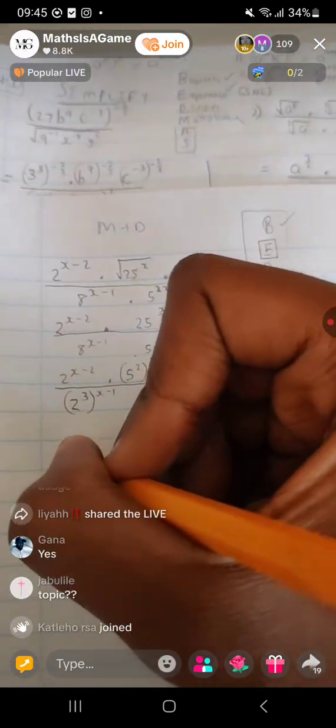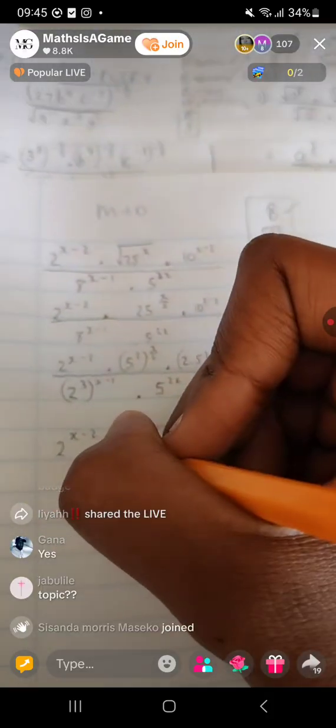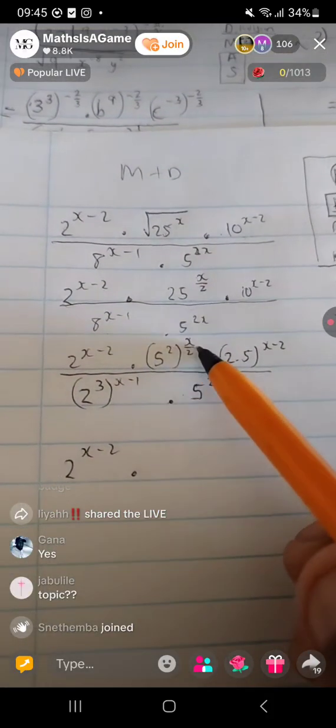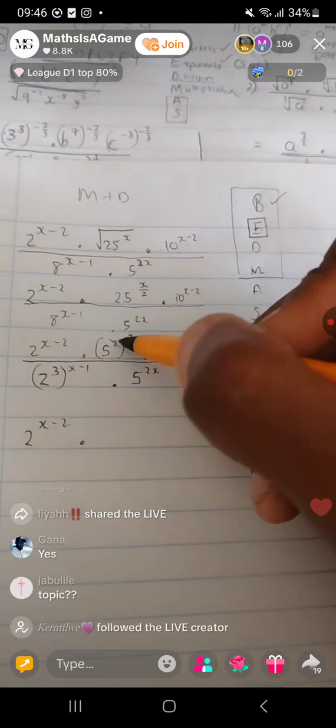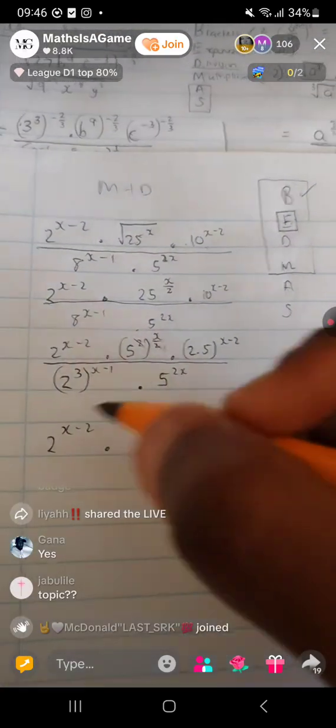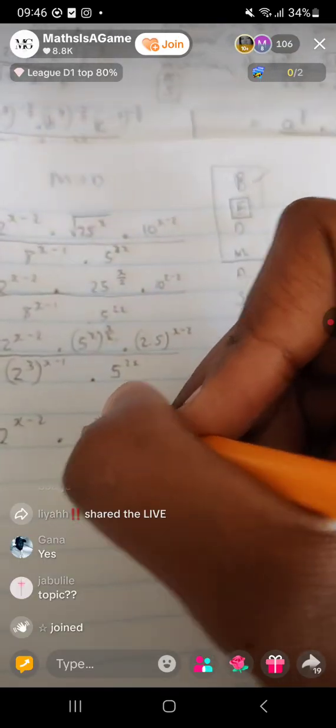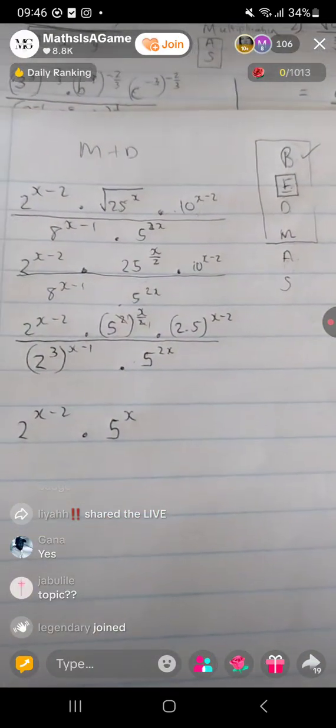2 to the power x minus 2, no problem. 2 times x over 2: this 2 and this 2 cancel, we're left with 1 and 1 because 2 divided by 2 is 1. That leaves us with 5 to the power x. We remove the bracket that way.